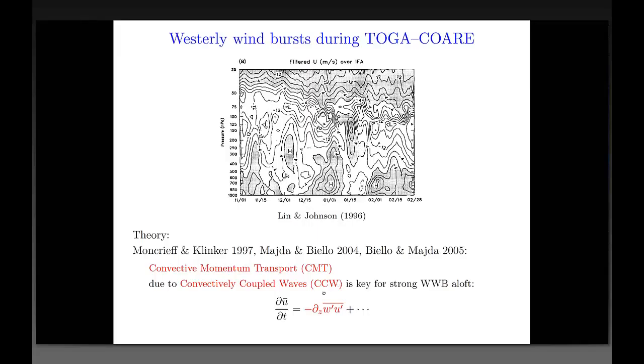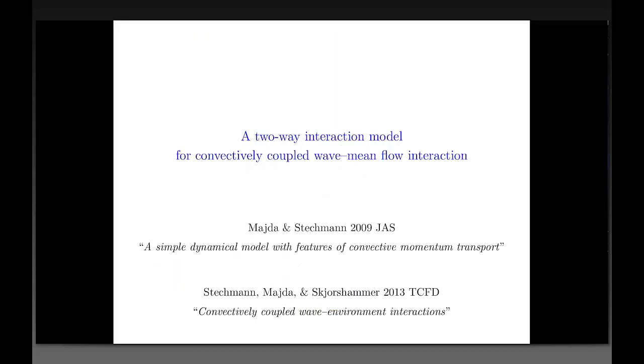One thing that type of formulation ignores is, what about the interaction in the other direction? How does the mean wind affect the waves? One thing that we've looked at in a couple of subsequent papers is a two-way interaction model where we have convectively coupled wave mean flow interaction. The convection can drive the mean flow, and also the mean flow can affect the convection.